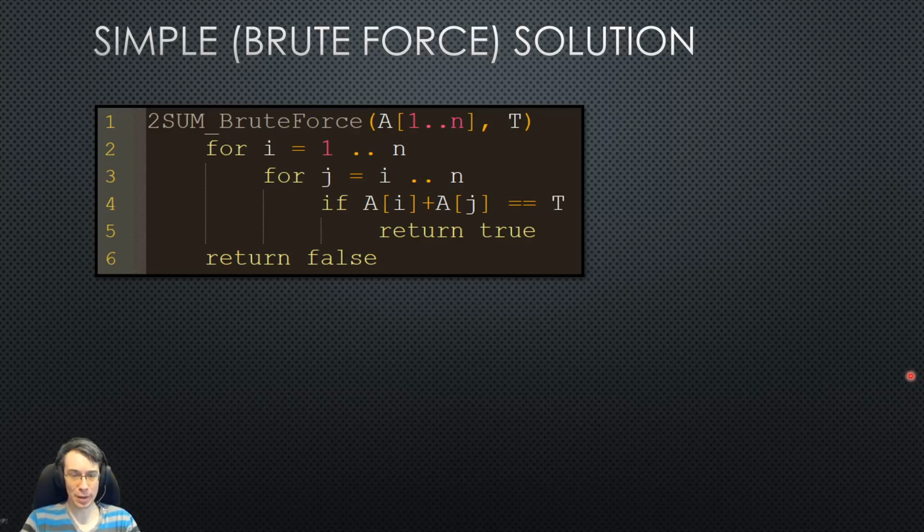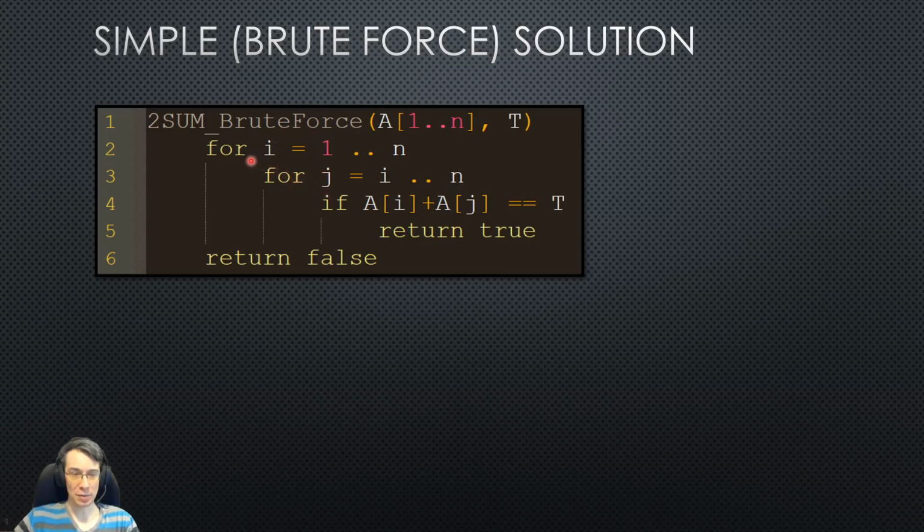Okay, so a simple brute force solution to the two-sum problem is something any of you could have come up with in 60 seconds. If we want to find two indexes in the array whose values sum to t, just use two for loops. So we go for i equals 1 to n, for j equals i to n, and there's no need to explore any j values smaller than i because of symmetry.